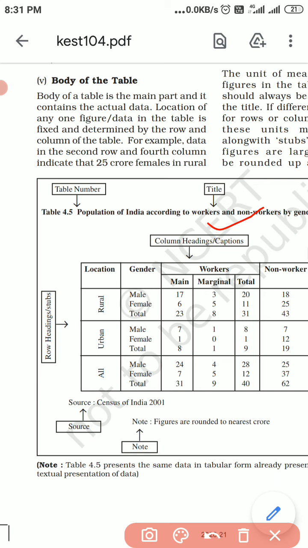So you have to remember it. Column headings are called captions, and row headings are called stubs. So you can see about the captions, like workers. This is the heading of a column, so this will be called caption. Location, gender, worker, non-worker, like this.